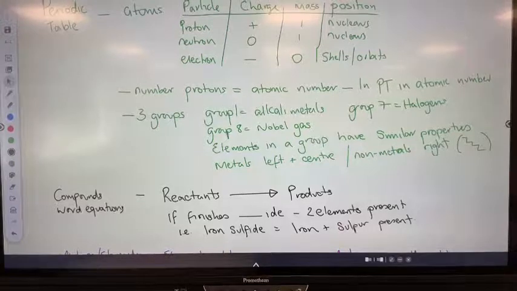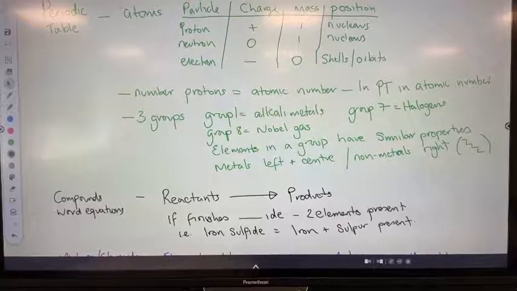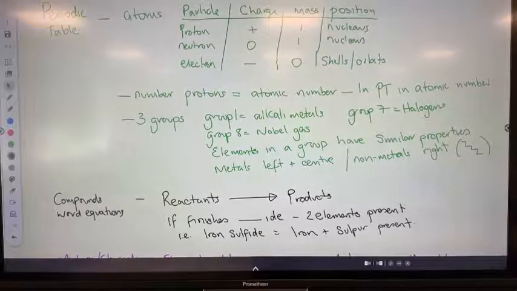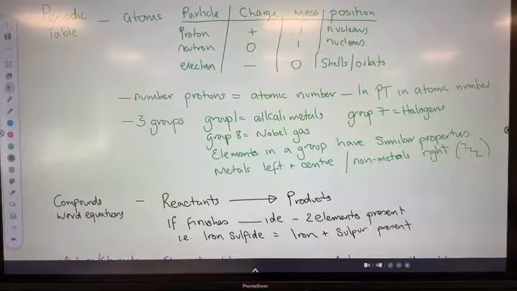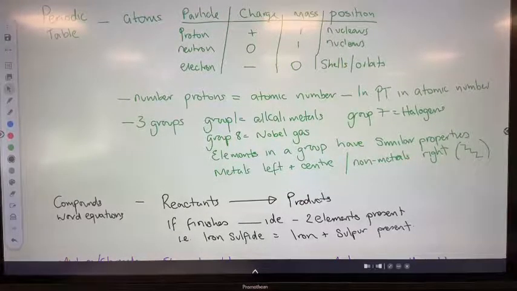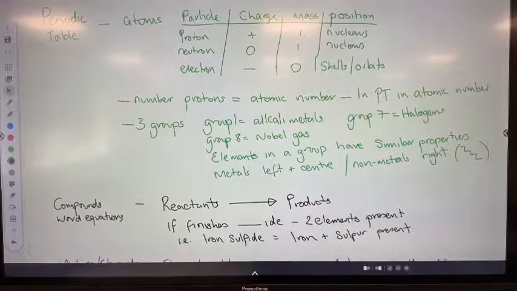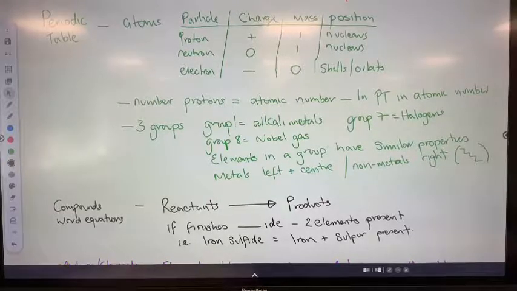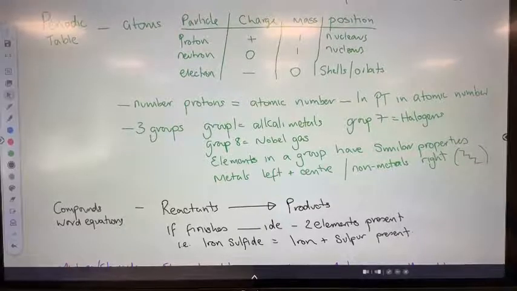The elements are ordered in atomic number order on the periodic table. This is the same as the number of protons. You need to remember 3 groups. Group 1 is the alkali metals, Group 7 is the halogens, and Group 8 are the noble gases. You also need to understand that in every group, the elements have similar properties. So all the alkali metals react with water, all the noble gases react with nothing.